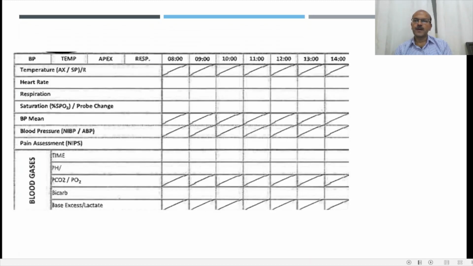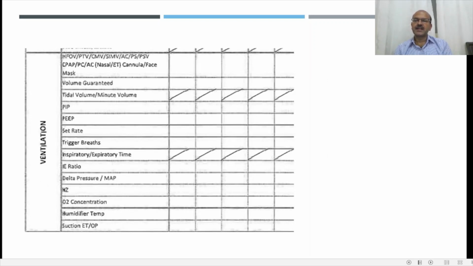So this is the blood gas section. We have the vital signs recorded as well, according to the time: temperature, heart rate, respiration, saturation, blood pressure. This is the mean blood pressure and the systolic. Pain assessment, NIPS scoring, blood gases, if they are done, you enter it here as well, and we do get the reports in the system.